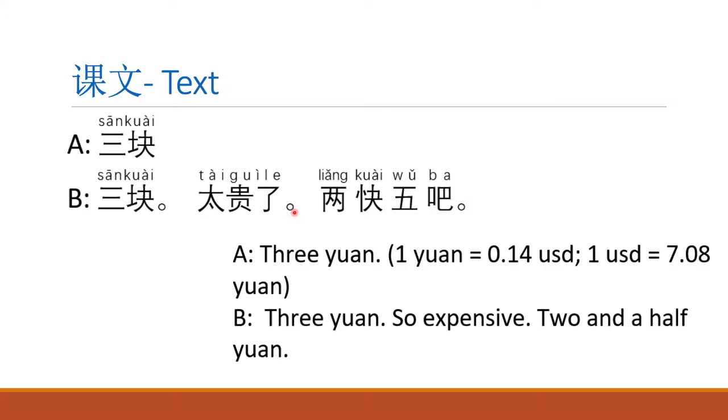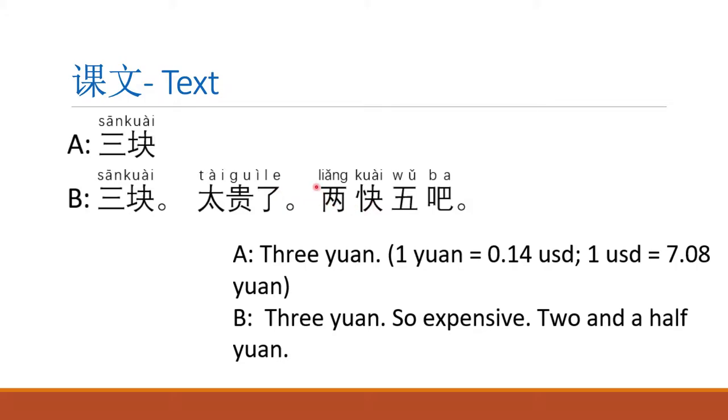太贵了. Okay. So when you want to express your attitude, your view that it is so expensive, you should raise up your voice. Okay. 太贵了. So expensive. Okay. 了. It's kind of an expression. So now you realize that the word 了 is used in these circumstances to express your opinion, to express your view that it is so expensive, right?